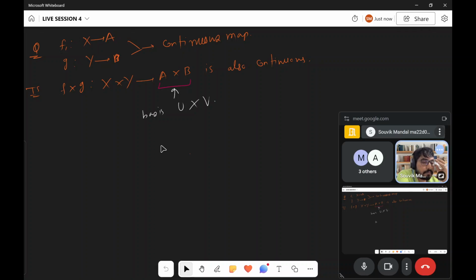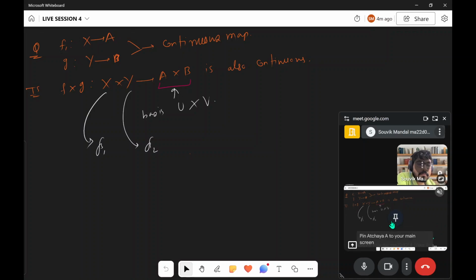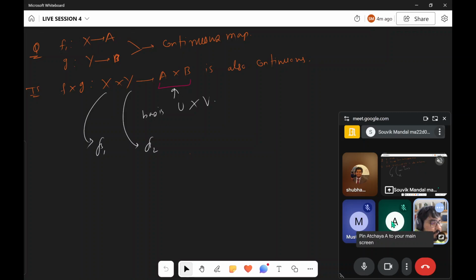Let's suppose we have a basis b1 cross b2, and b1 cross b2 is a basis. Let's suppose b1 is a basis of x, and b2 is a basis of y. Then u is an element of b1 and v is an element of b2.